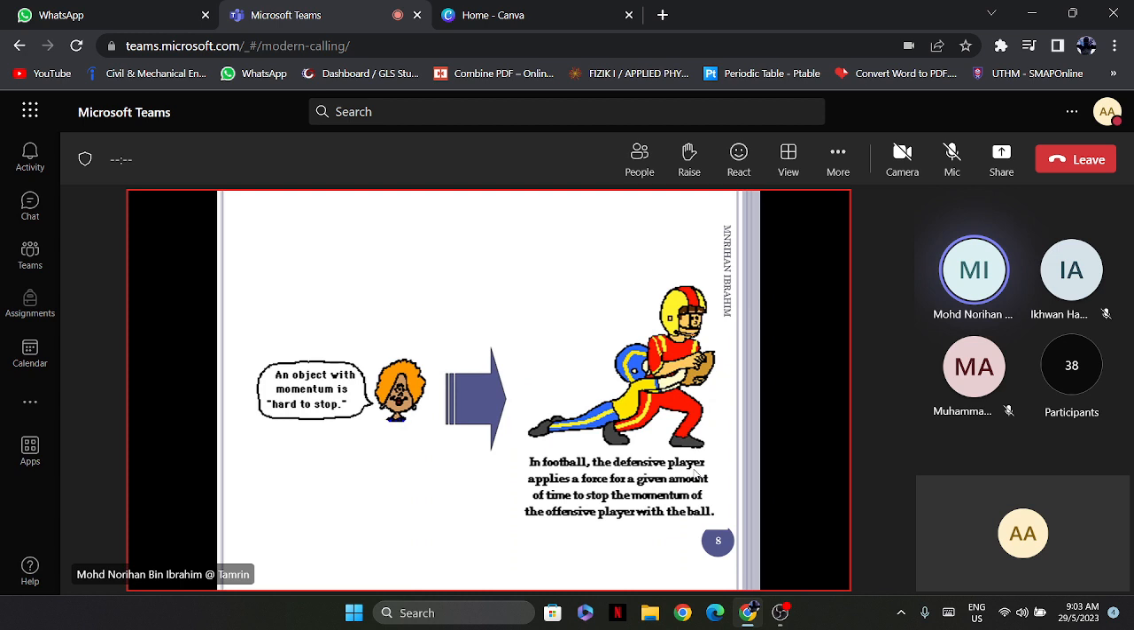Here is the example for that. In football, the defense player applies a force for a given amount of time to stop the momentum of the offensive player with the ball. Here is the example of this application of momentum. The offensive player moves rightwards. The defensive player tries to stop this offensive player from moving forward. So here is the example of momentum.